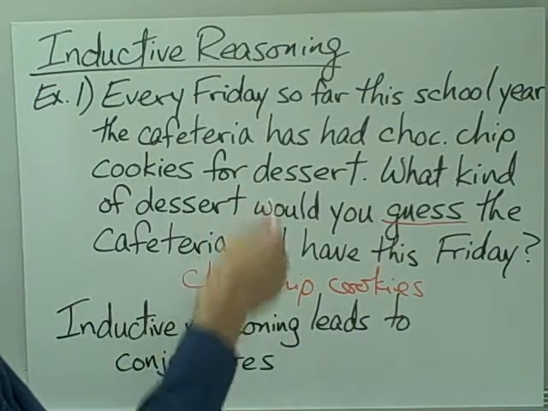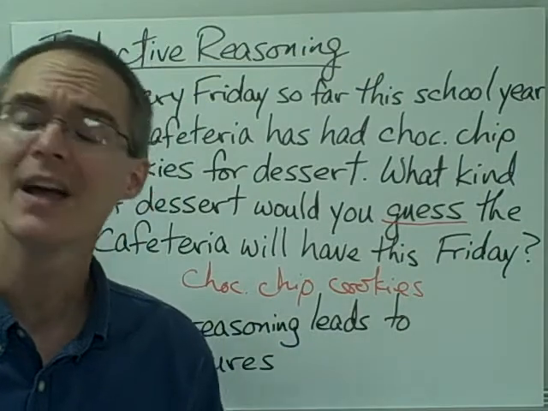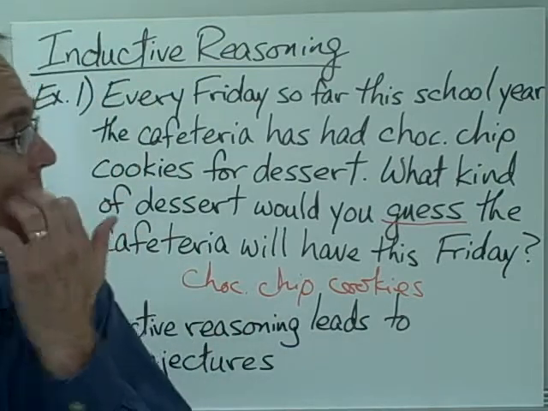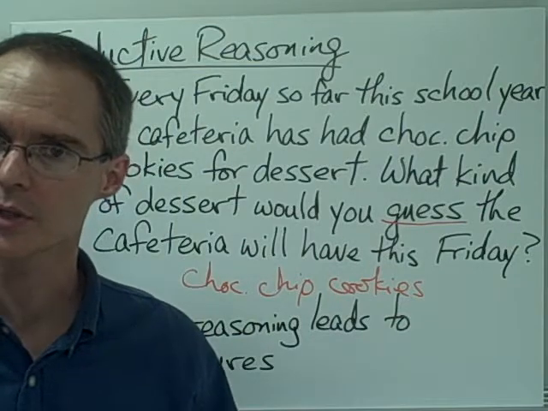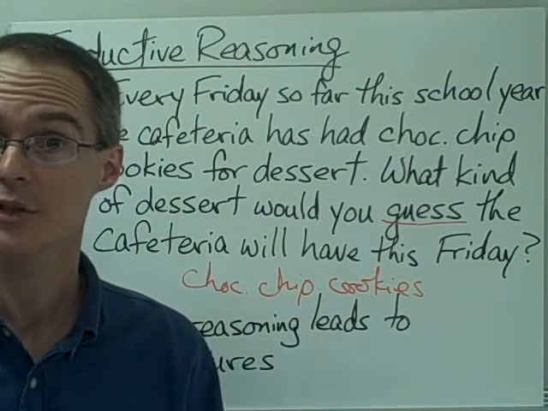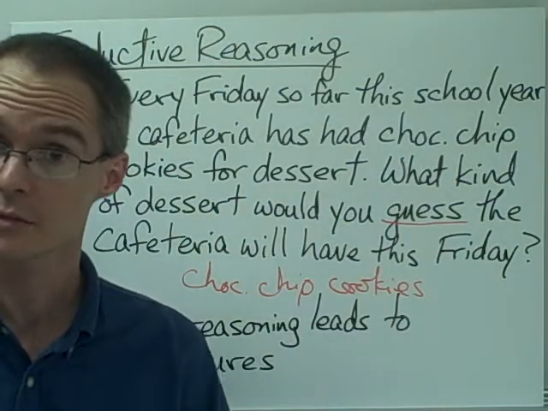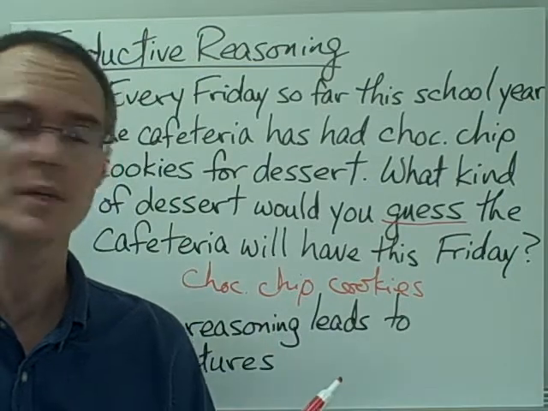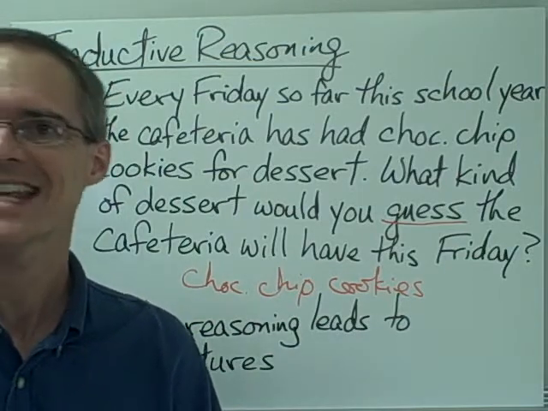So our inductive reasoning in this case leads us to make an educated guess. It leads us to conjecture that we're probably going to have chocolate chip cookies this Friday in the cafeteria. Now, notice this isn't foolproof. There's no guarantee that we're going to have chocolate chip cookies this Friday. The truck that delivers the cookies might break down, or somebody might change their mind and decide to have peanut butter cookies. But based on our experience, based on this pattern that we have noticed, it's a pretty good bet that we're going to have chocolate chip cookies this Friday. That's inductive reasoning.